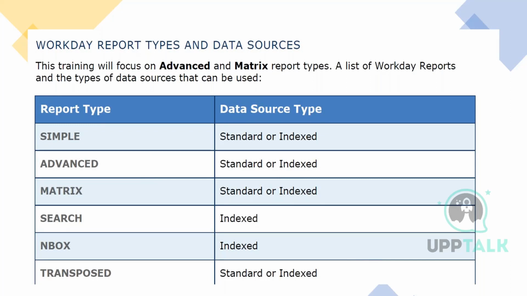Now, simple reports can use both standard and index data sources. Advanced reports can also use both standard and index. Matrix reports can also use both standard and index data sources. Search and inbox reports strictly use only index data sources. If you try to build a search report on any other data source, it will not let you build, it will not let you select a standard data source itself. Transpose reports again can be built on both standard and index.